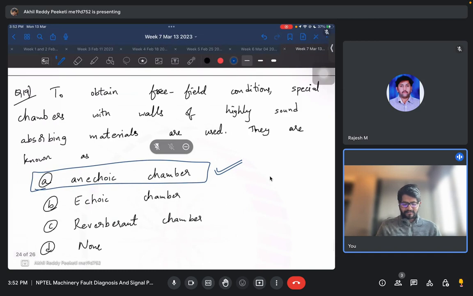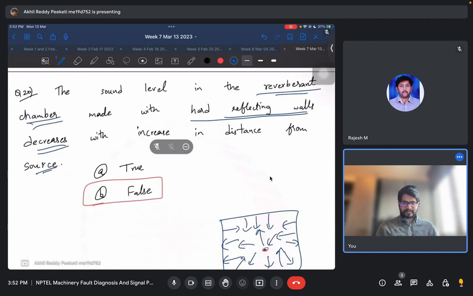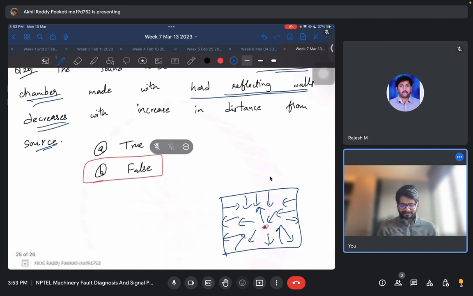Next we looked at how to obtain free field conditions: the chambers which are specially made by using absorbing materials as walls. It is called the anechoic chamber. And there are some special chambers, also called reverberant chambers, where you want very hard reflecting walls. So there the sound actually doesn't decrease with increasing distance from the source.